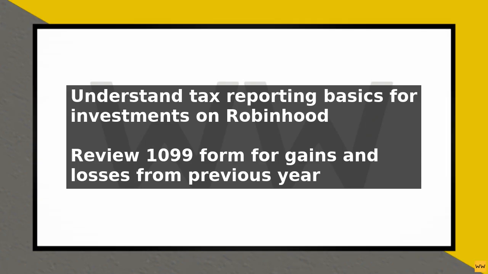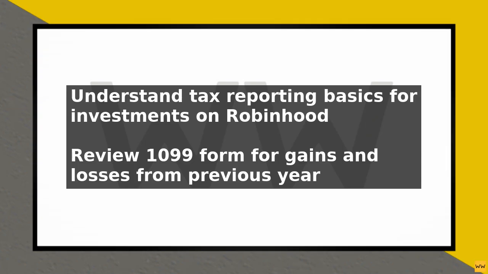from your investments. First, log into your Robinhood account and navigate to the Tax Documents section, where you can find your 1099 form. This form will be available by January 31st of each year and will outline the gains and losses from the previous tax year. Review the form carefully to ensure it is accurate and complete.